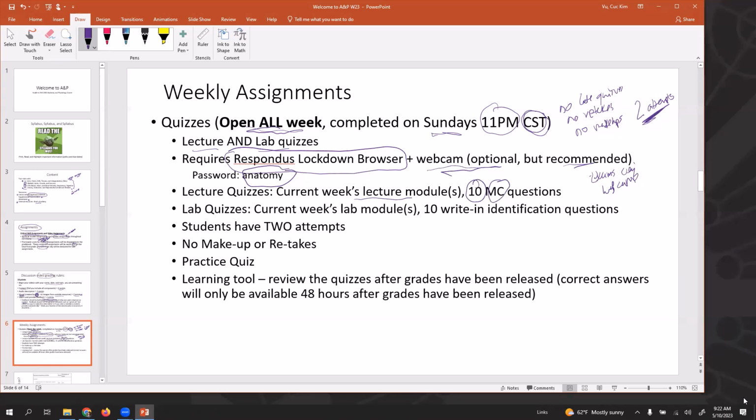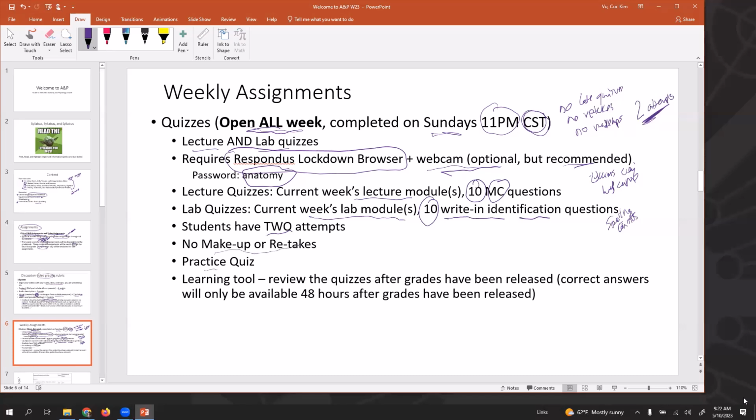Your lab quizzes are going to be on the week's lab module or modules, depending on whether you do one or more, and it's 10 questions. With this, you have to type in, and it's always on identification. For this, spelling does count. So when you're practicing your lab materials, make sure that you're able to identify the structures, but also spelling. Students do have 2 attempts on both the lecture and the lab. Otherwise, there are no makeups or retakes.